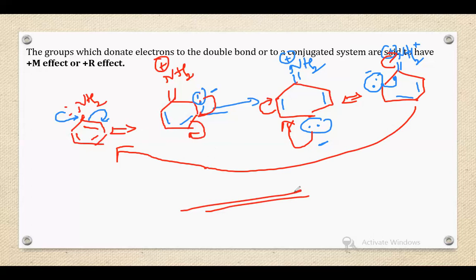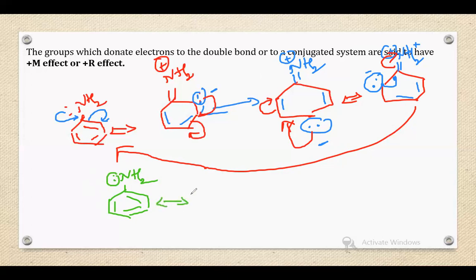Are you getting it? You need to notice properly how the shifting of electrons takes place. I'll write once again here. Benzene has alternate double bonds. Now in aniline, hydrogen is replaced with NH2. You need to understand this properly. The nitrogen has a pair of electrons. If the pair of electrons shifts here, I'm not writing any arrow marker, I'm just writing where the double bond will be shifted.